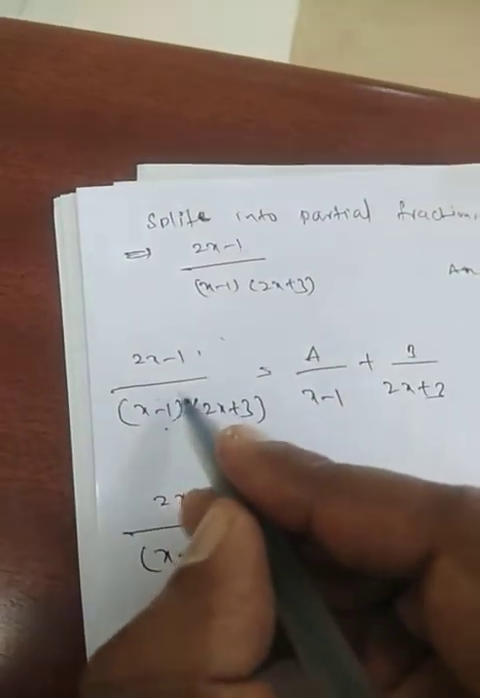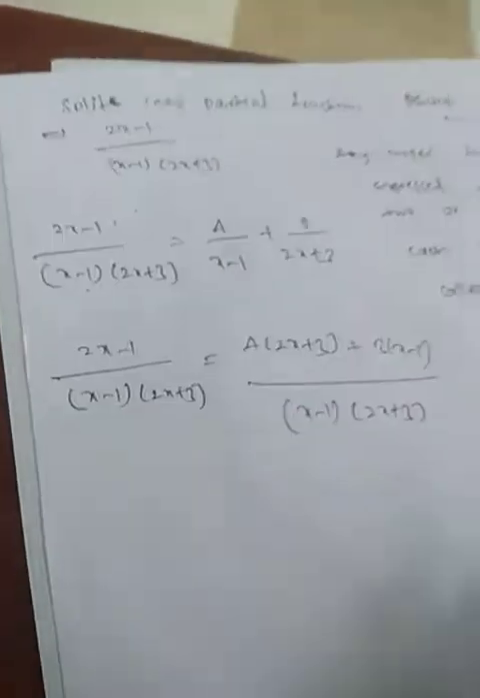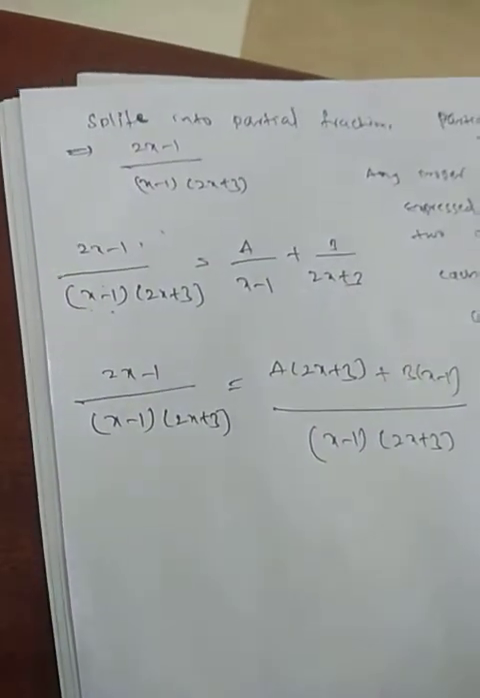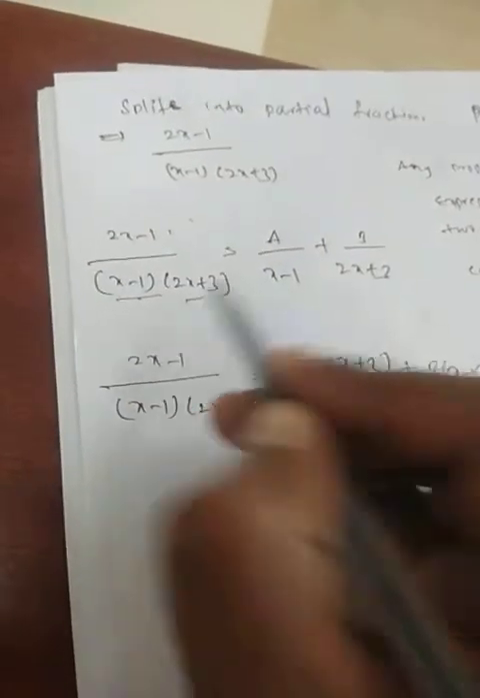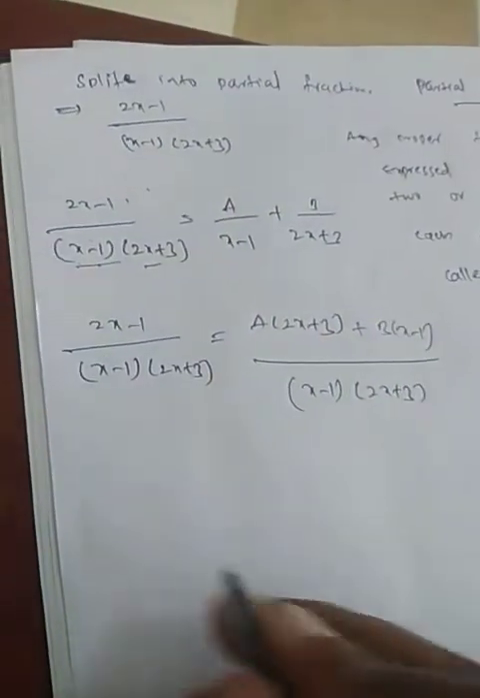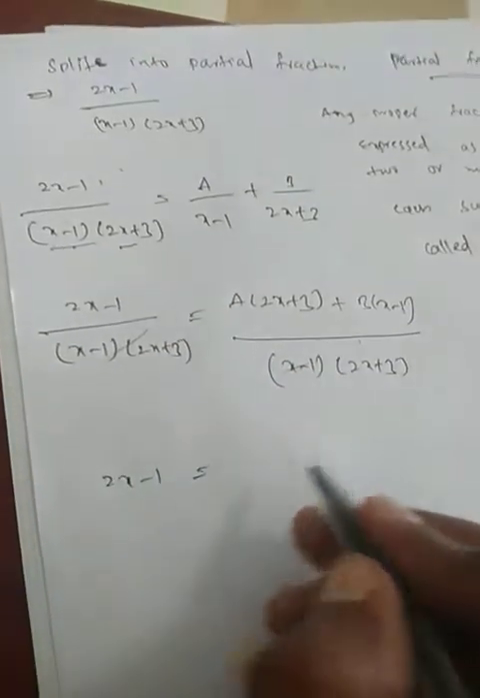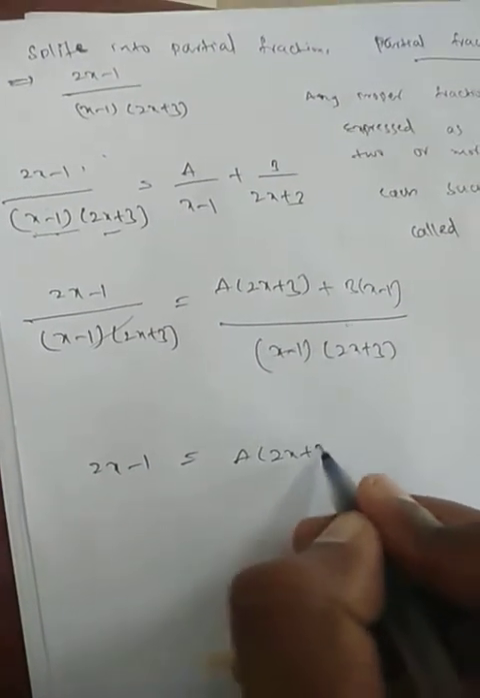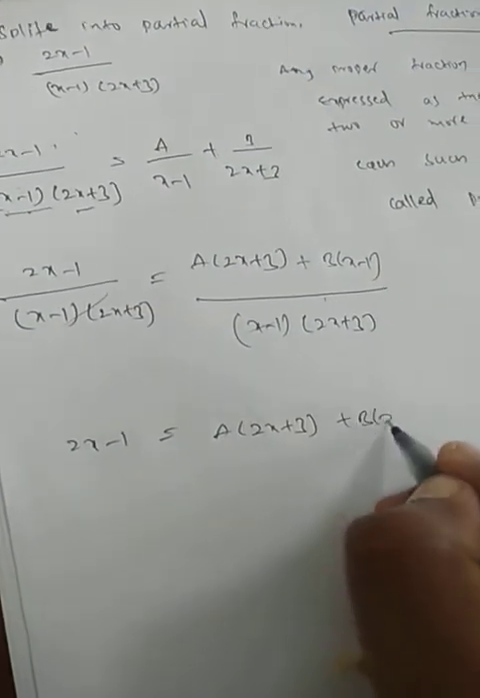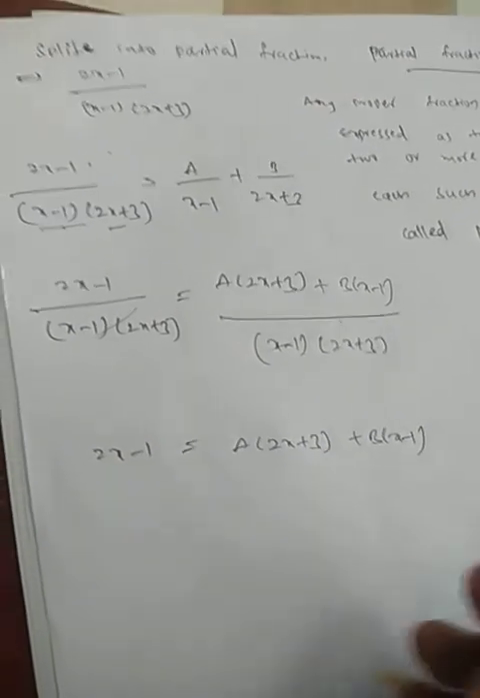But if the degree is 2, then it will be ax plus b by this, x square, like that. I'll tell you, x square minus 1 is also different, that will become x plus 1 and x minus 1. And if possible, we need to split the denominator into factors first. Next example I will explain how it is going to be. 2x minus 1 is equal to, both denominators will be cancelled, a into 2x plus 3 plus b into x minus 1. Last class I compared the coefficients.